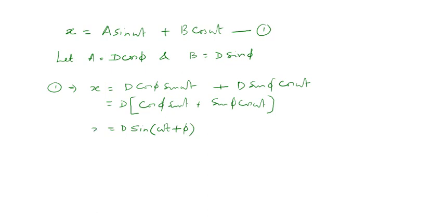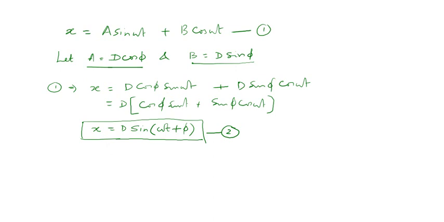So you can see that this particular equation is also another form of writing equation number 1. Equation number 2 is just another way of writing equation number 1, or equation 1 and 2 are equivalent, provided that A and B are related by these equations. Okay, so here we can see that the solution of the differential equation for SHM can be either a combination of sinusoidal function and cosinusoidal function, or by proper substitution we can write this as a single sinusoidal function.